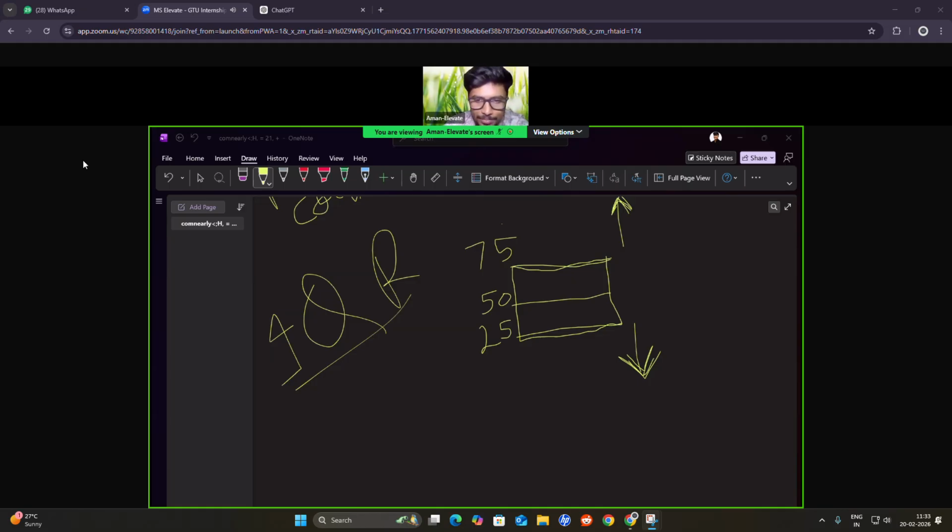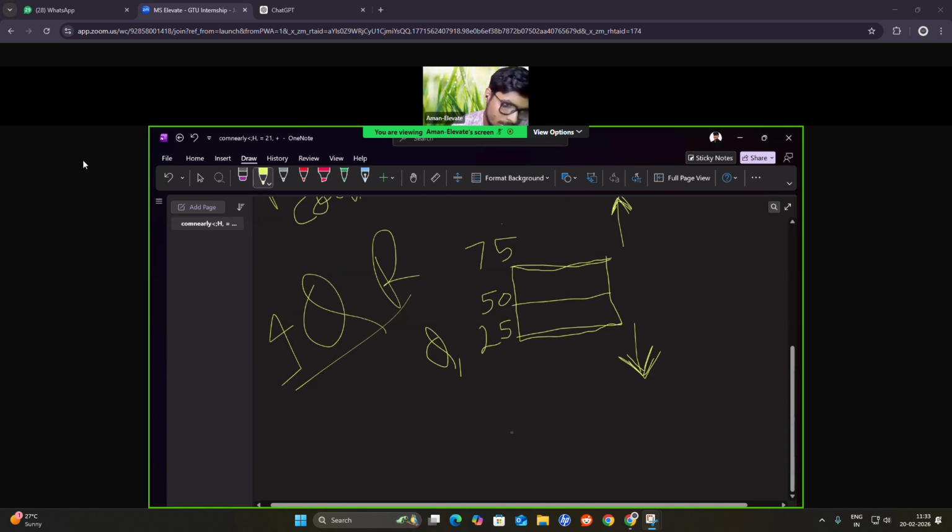Outlier rule is... Where is outlier? Outlier rule is: this is your quartile 1. This is your quartile 2. And this is your quartile 3.